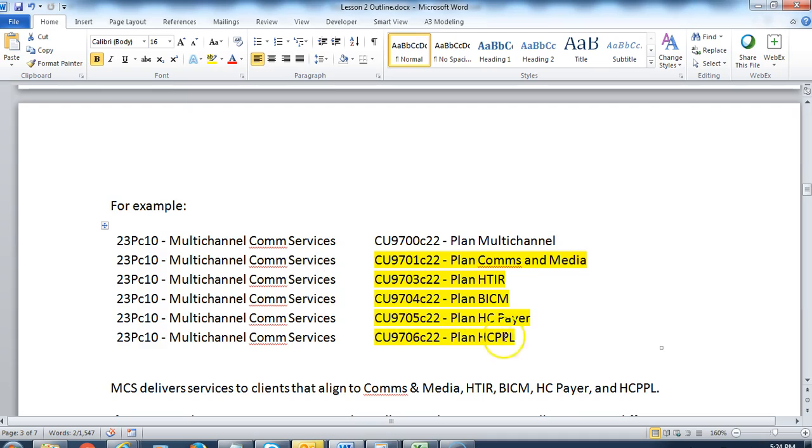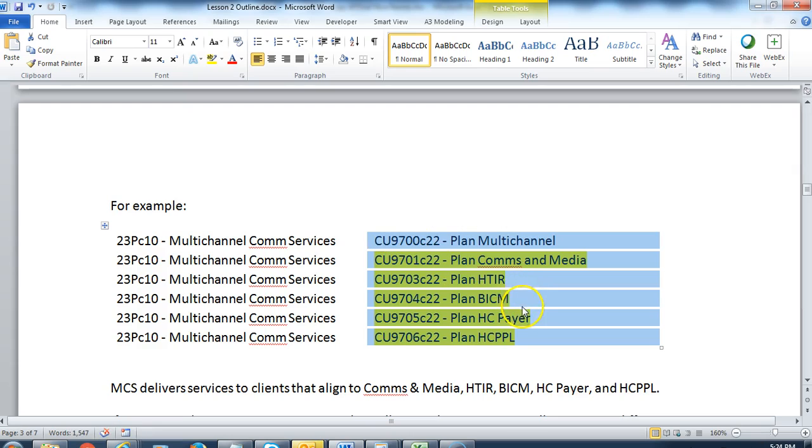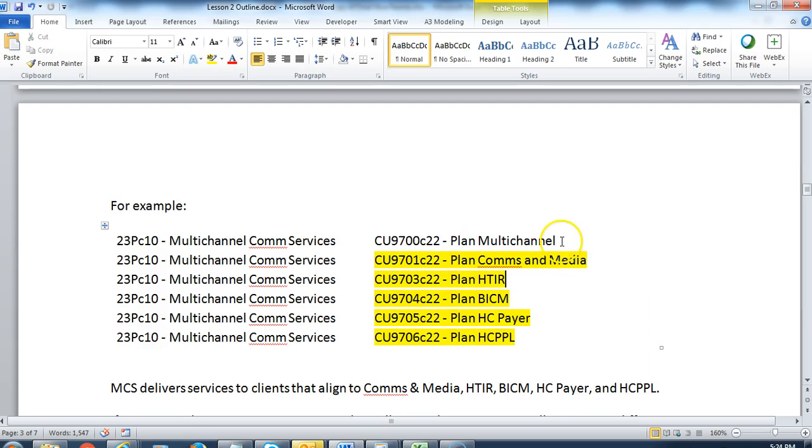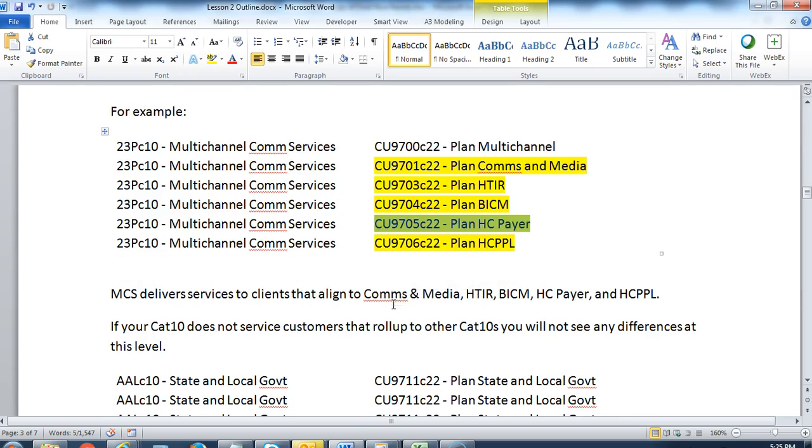Here's an example where multi-channel communication services has, let's see, 6 CAT 22s. I don't know how much revenue is in each, but customers that are within the multi-channel communication services vertical would be planned under this CAT 22, and then so forth for the other CAT 10s. There could be one big customer, 50 customers. We don't know.